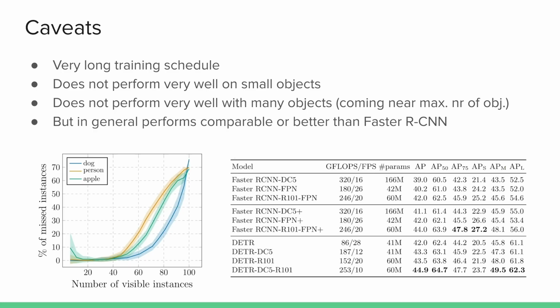I think here you can also see in this left figure that the number of visible instances and the percentage of missed instances goes up the more instances you have. So it really works best if you have a low number of objects in your image.